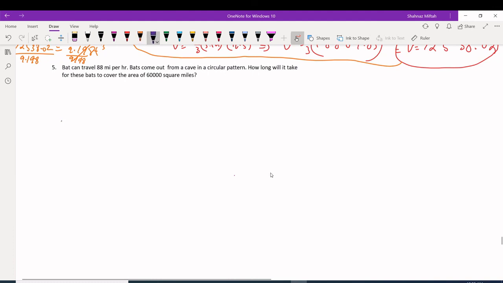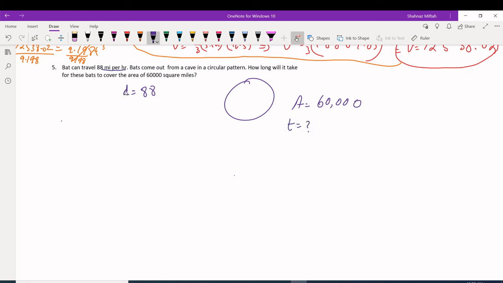Last question, number 11. A bat can travel 88 miles per hour. So that's actually the rate, 88 miles per hour. Bats come out from a cave in a circular pattern. How long will it take for these bats to cover the area of the circle, 60,000 miles? How long? Time again. So this is miles per hour, which means that's my rate. So I'm going to do t, and this is rate. Now this is again the same thing.